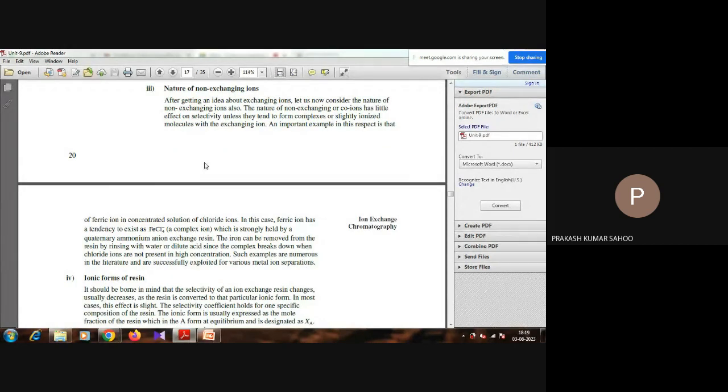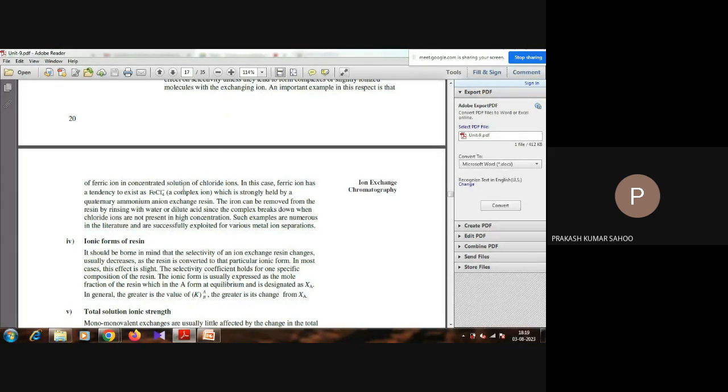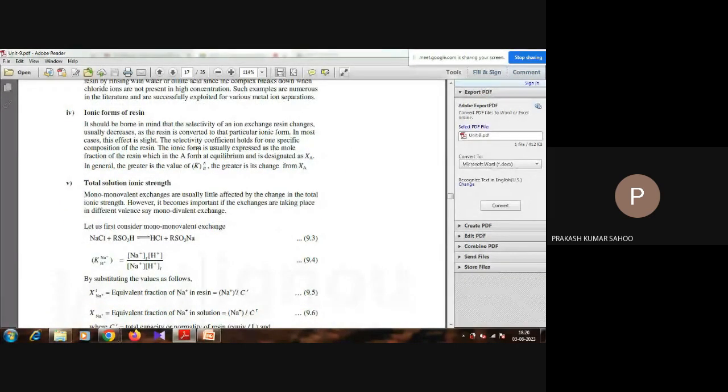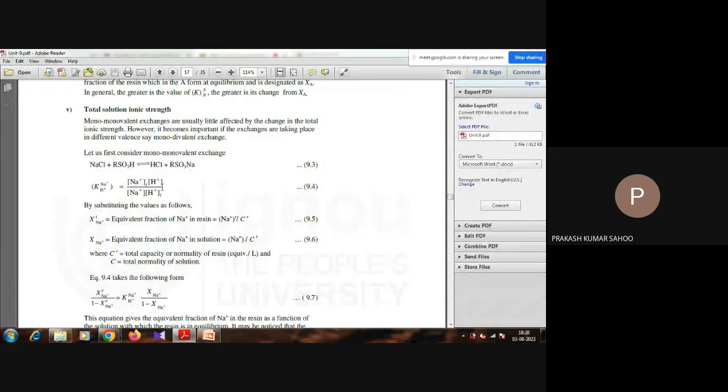After getting an idea about exchanging ions, let us consider the nature of non-exchanging ions, that is, ferric ion in concentrated chloride solution. It will form an anion, that is FeCl4-, tetrachloroferrate ion, which will be held strongly by the quaternary ammonium ion. Then we have the ionic form of the resin, followed by the total solution ionic strength. These are just the concentration factors: sodium present in resin, hydrogen present in acid, divided by sodium and hydrogen in the resin and solution.